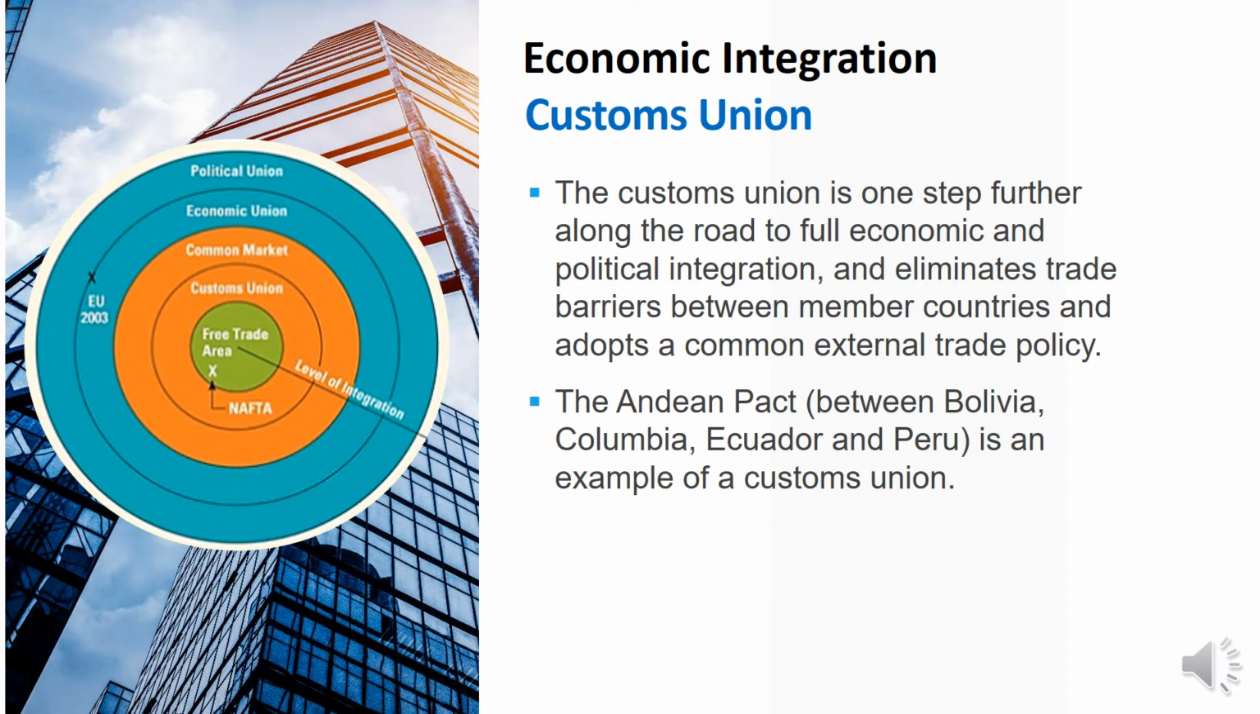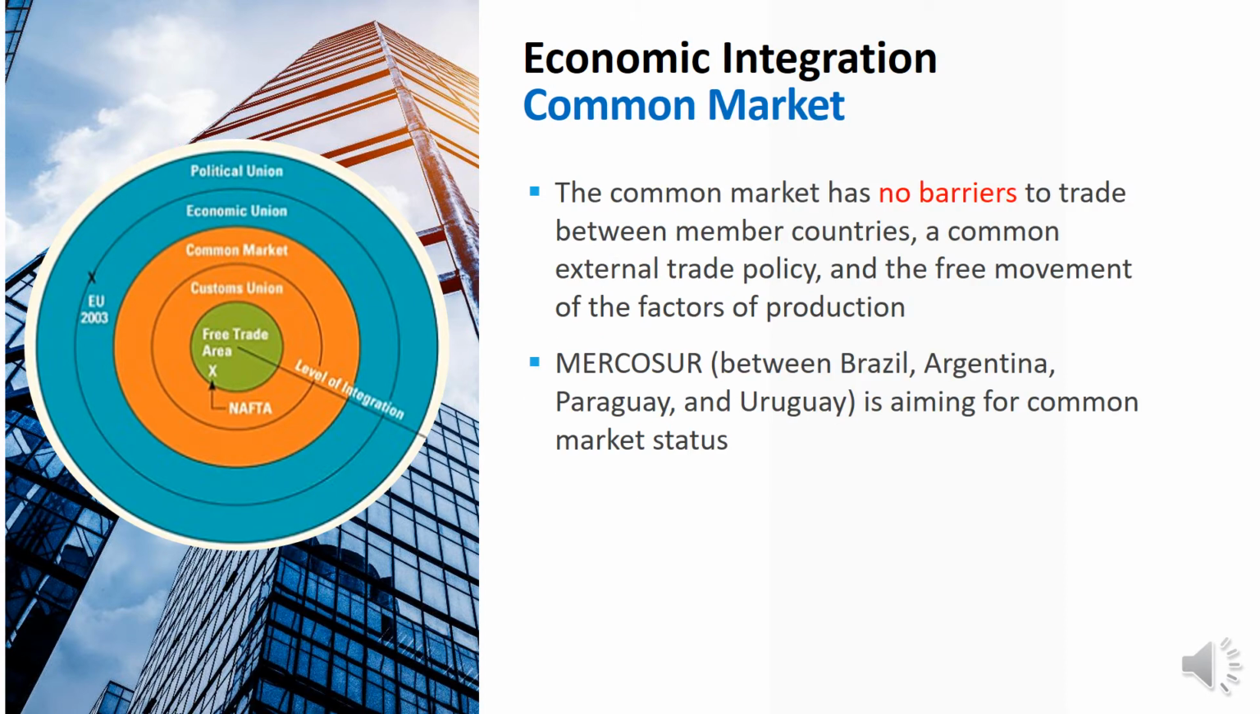Now we talk about the second level of integration, customs unions. A customs union is one step further along the road to full economic and political integration. It eliminates trade barriers between member countries and adopts a common external trade policy. The Andean Community is an example of a customs union between Bolivia, Colombia, Ecuador, and Peru.